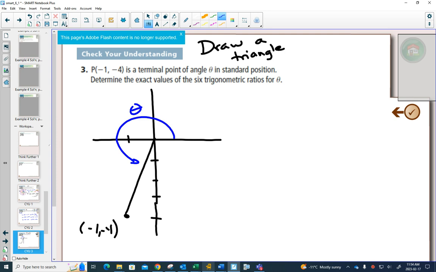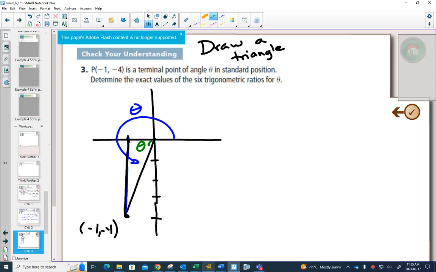How am I going to draw my triangle? I'm going to draw my triangle by going back to the nearest x-axis and I'm going to label my reference angle. By drawing it back to the nearest x-axis, that allows me to label my reference angle. If I drew it to the y-axis, I wouldn't have a reference angle, and then I wouldn't be able to help as much with the mathematics.